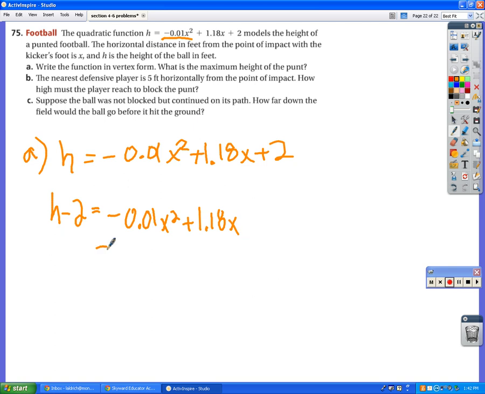So h minus 2 equals negative 0.01 x squared plus 1.18x. What am I going to factor out of this? Negative 0.01. What do I need to multiply by negative 0.01 to get 1.18? It'll be negative something, because we need a negative times a negative to get a positive.